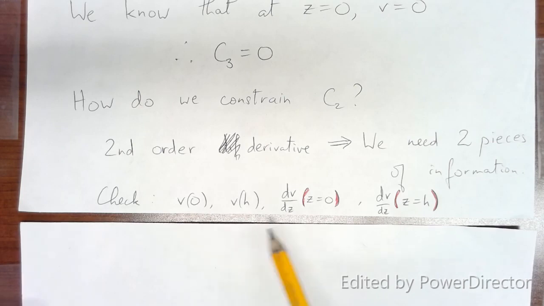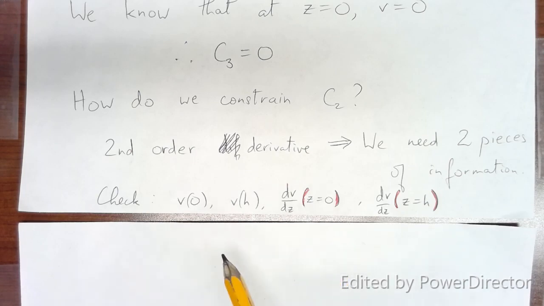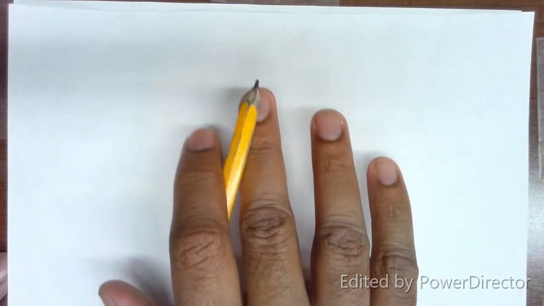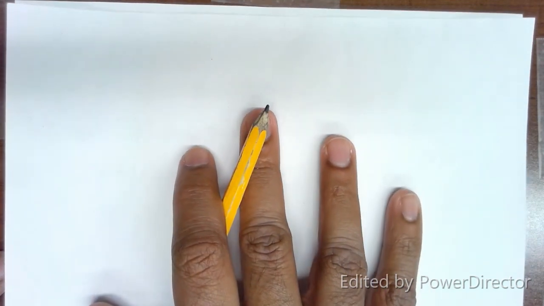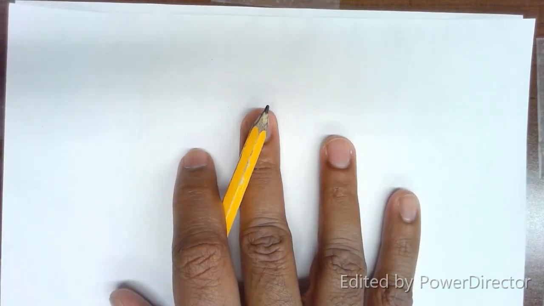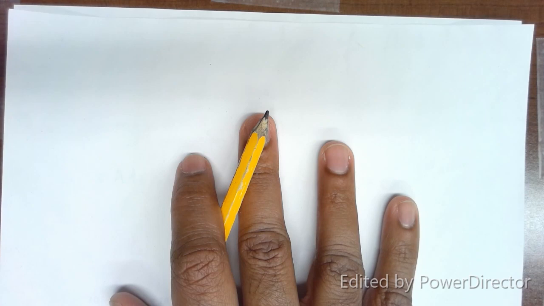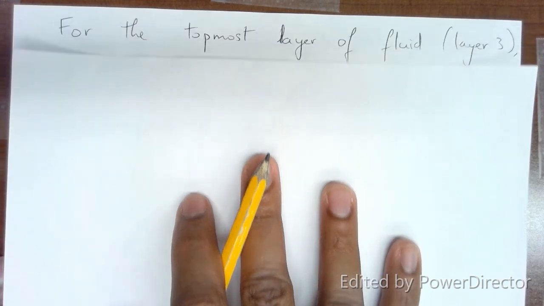This is a fairly common thing that comes up when solving differential equations for physical systems. We try to look at the boundary conditions of not only the function but its derivative. In this case, we are going to look at the derivative, the velocity gradient, at the top of the river at z equals h.